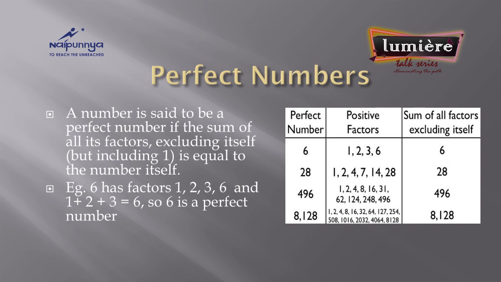Then the next perfect number is 28. The positive factors of 28 are 1, 2, 4, 7, 14 and 28. Let us take the sum of the factors excluding itself, that is 1 plus 2 plus 4 plus 7 plus 14, which is equal to 28. So 28 is a perfect number. Similarly, 496 as well as 8128 are also perfect numbers.